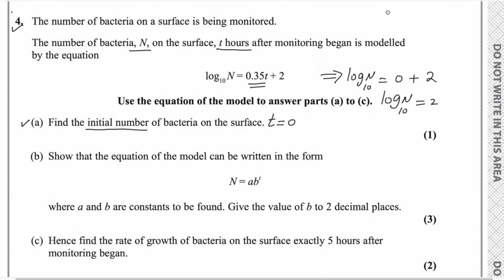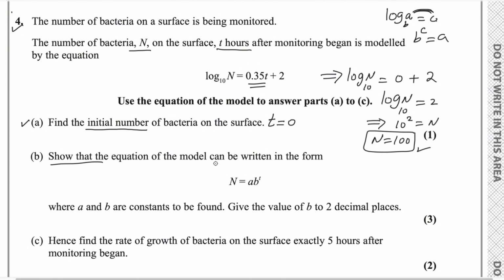If you remember the formula for converting a logarithm into an exponential, log a base b equals c, what we are doing is interchanging these two. This is the base, so b power c will be equal to a. This number becomes the power. Same method here: 10 squared equals N, and N will be equal to 100. So there were 100 bacteria. This is the answer of the first part.